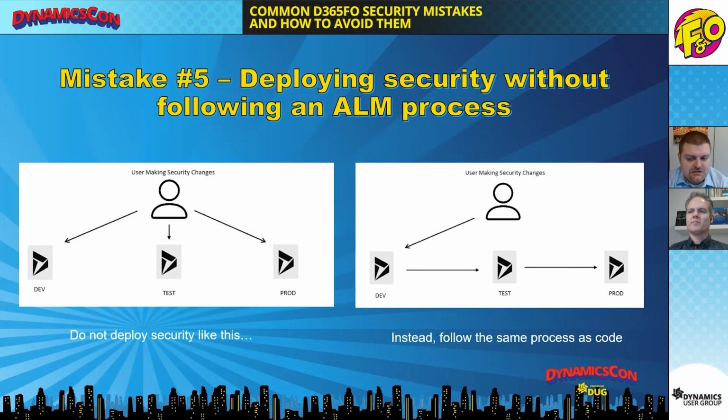So instead of making changes directly in production, we should be making changes in a development environment, and then promoting those, following the same promotion process as your code, to your dev, UAT, QA, test, whatever those environments are, and then finally to your production. That's the process we want to follow, and that's going to give us the best way to actually manage this particular code. So with that, I'll go ahead and let Andre take the next couple of mistakes, starting with no periodic access reviews.